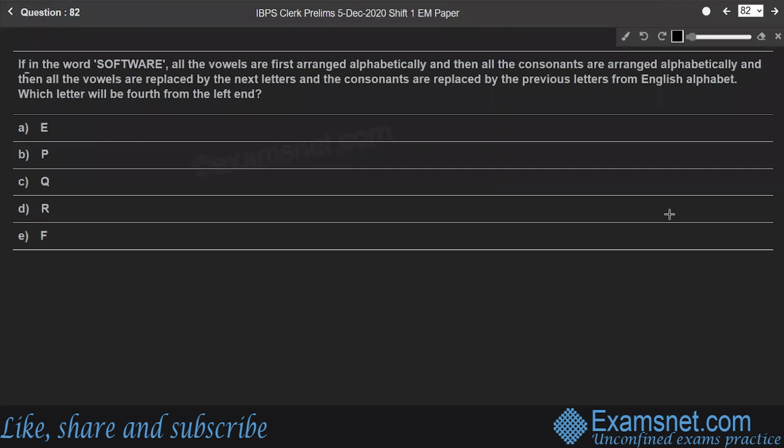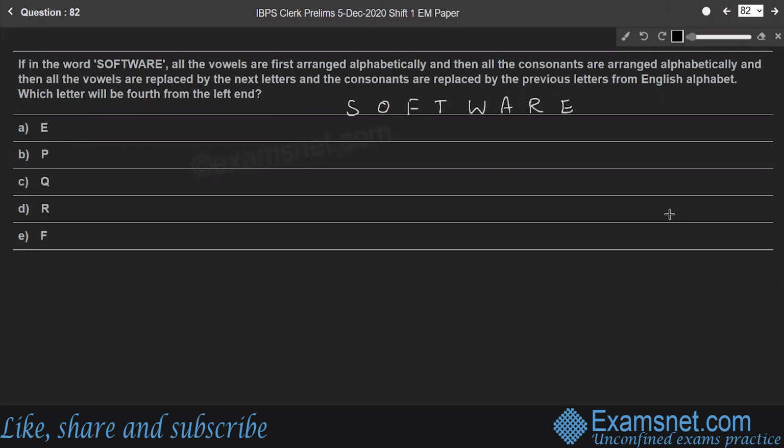If in the word software, all the vowels are first arranged alphabetically and then all the consonants are arranged alphabetically, and then all the vowels are replaced by the next letters and the consonants are replaced by the previous letters from the English alphabet, which letter will be the fourth from the left end? So here the word is software.